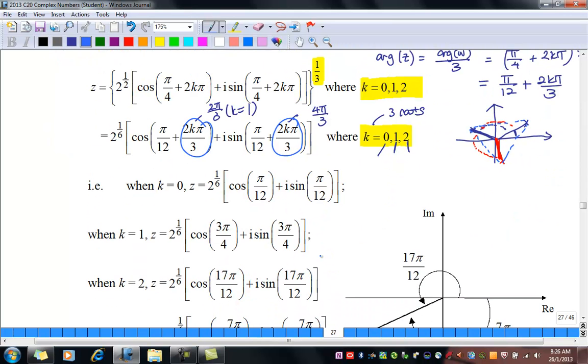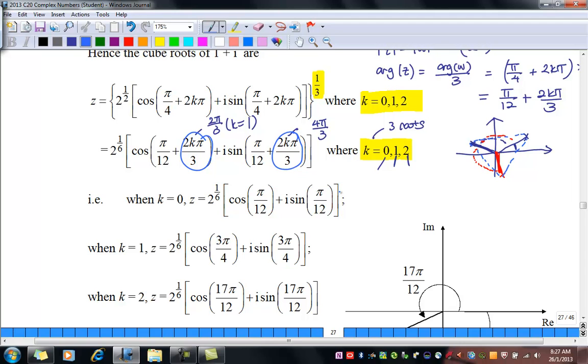Now there is one last point to take note of, which is that if you recall, the argument of each root must fall within the principal range. So the argument of z must fall within negative pi and pi. Let's do a quick check. Definitely this fulfills the criteria, and this also fulfills the criteria, but this one, 17 pi over 12, we find exceeds this principal range. It is actually greater than pi.